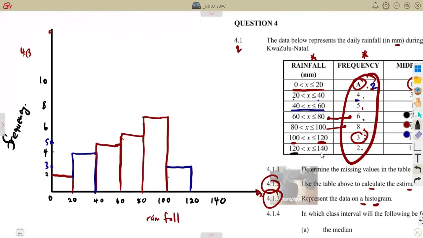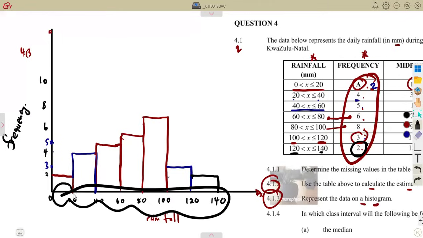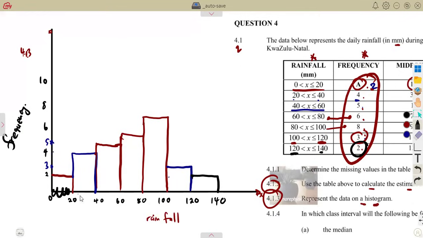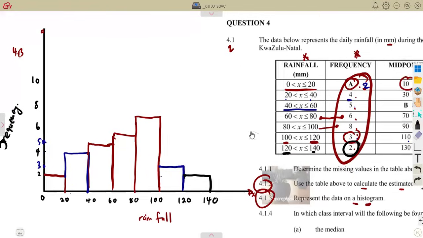Then from 120 to 140, it's a 2, which is the first one. From 120 to 140, it is supposed to correspond straight to the 2 there. So that is what you're going to have. These bars are of the same width: from this point to this point is the same as from this point to this point. So there you simply use the frequency as it is. Do not worry. All right, so that was your question there.